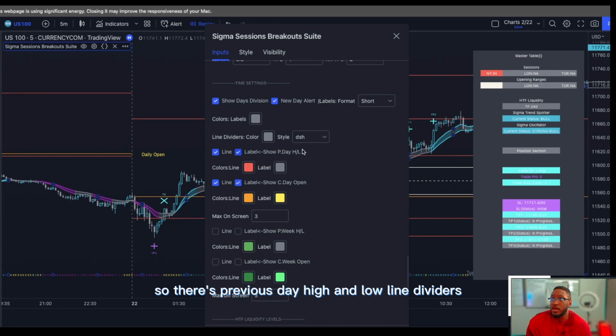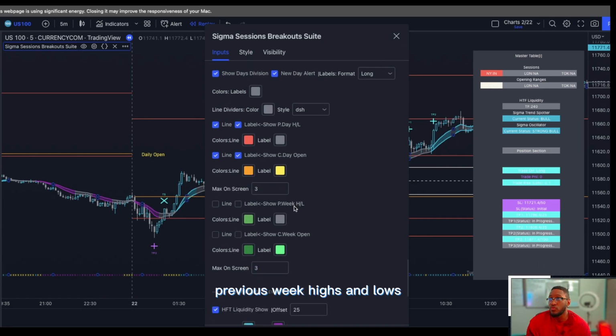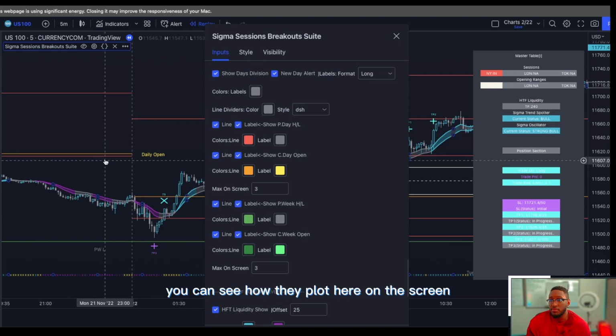So there's previous day high and low, line dividers. You can change the colors, right? You can make them long. Previous days open, so you can change that in the label. Max on screen, 3, 5, 4, however you want. Previous week highs and lows, you can turn that on, and the label. Previous week open, turn those on and change the colors. You can see how they plot here on the screen.